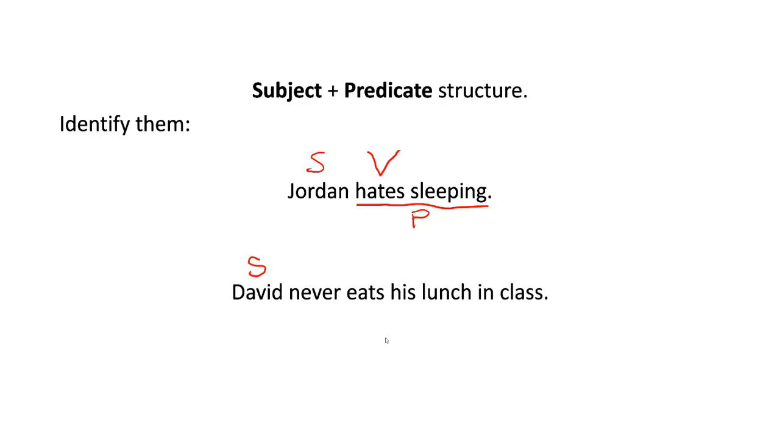The next question is, where's our verb? I'm going to give you 5 seconds. Think about it in your head. The verb is eats. Sometimes you refer to things as a verb group, so never eats would be the verb group. Hopefully you've identified the predicate as never eats his lunch in class. Predicate.